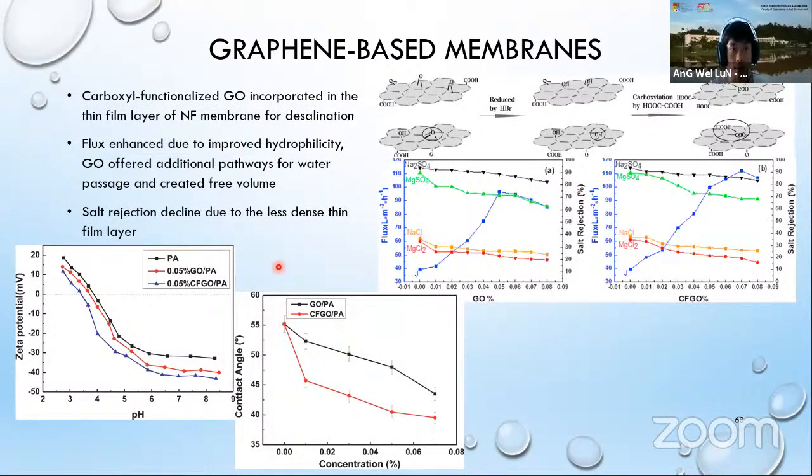And then, similarly, this is for the desalination process. The graphene oxide actually enhances the hydrophilicity, so you have a better flux. But somehow the salt rejection is compromised because the thin film layer of the nanofiltration membrane has been compromised. Because it introduced the graphene oxide layer, there are more spaces or gaps between the graphene oxide to allow water to pass through, but at the same time the salt will pass through as well.